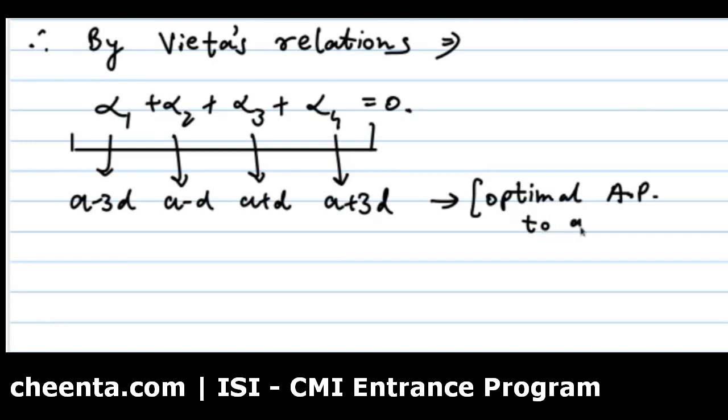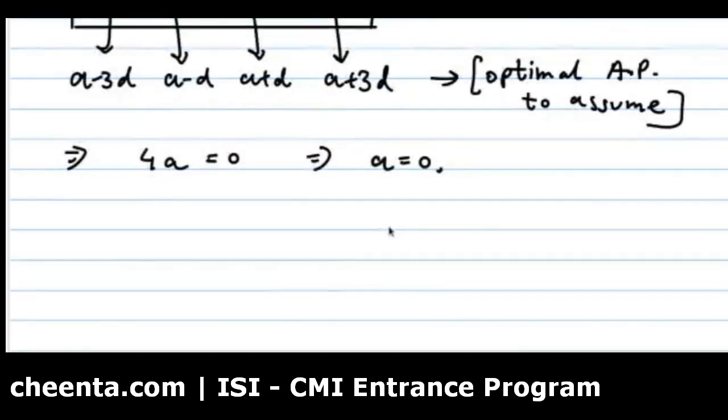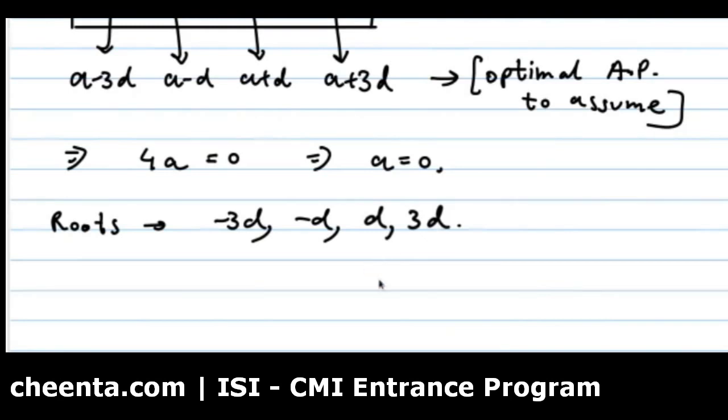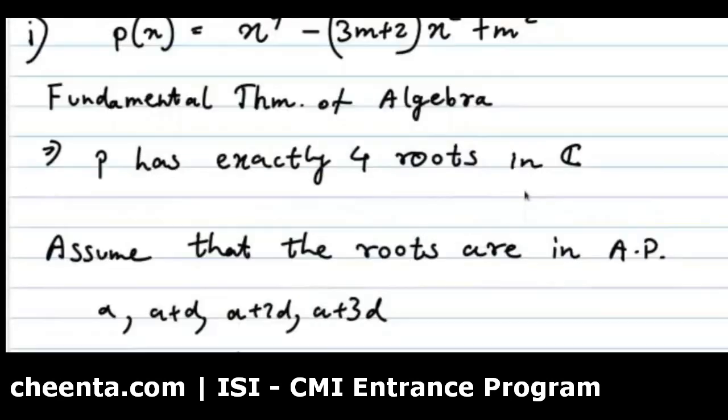You can assume something else also; you'll get the same answer. So this implies 4a, all the d's cancel out, equals 0, so a equals 0. So basically the roots are minus 3d, minus d, d, 3d.